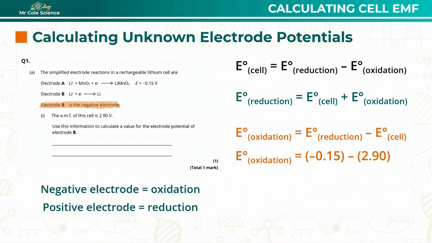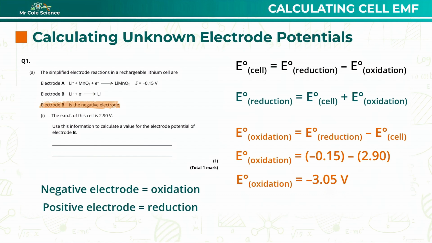So the electrode potential for the negative electrode, our oxidation half cell, is equal to minus 0.15 minus 2.90. Note that it's really important we keep any and all signs for values exactly as they are. There is never any reason to change signs. This gives us a correct value of minus 3.05 volts. And notice the answer we've ended up with is very negative, which makes sense because this is our oxidation half cell, which means it should have a more negative electrode potential.